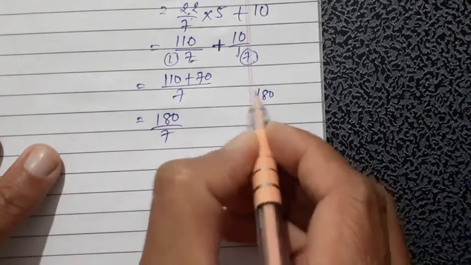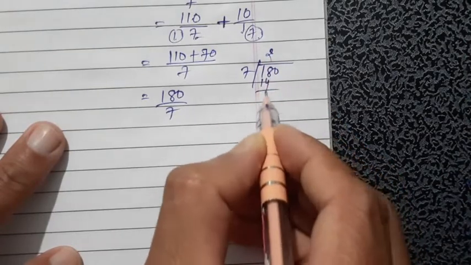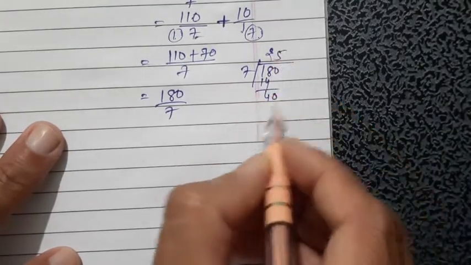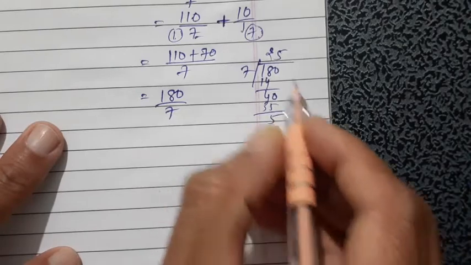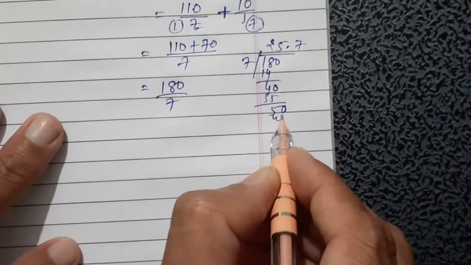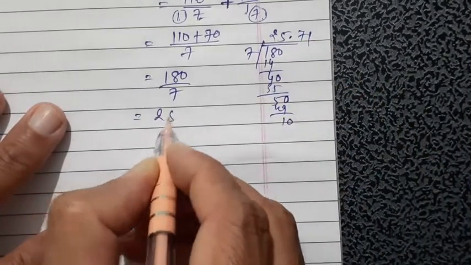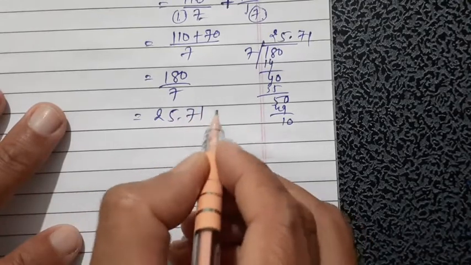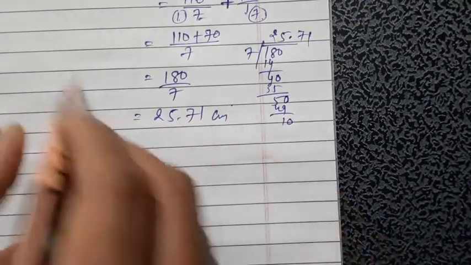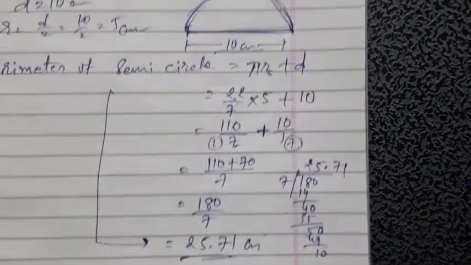Now find out the decimal of that one. 7 twos are 14, here 4 remainder. 7 fives are 35, here 5. Now no number is there, means decimal, and here 0. 7 sevens are 49, 1 remainder 0, 7 ones are 7. So the answer is 25.71 centimeter. Okay, that is the perimeter of the given half circle.